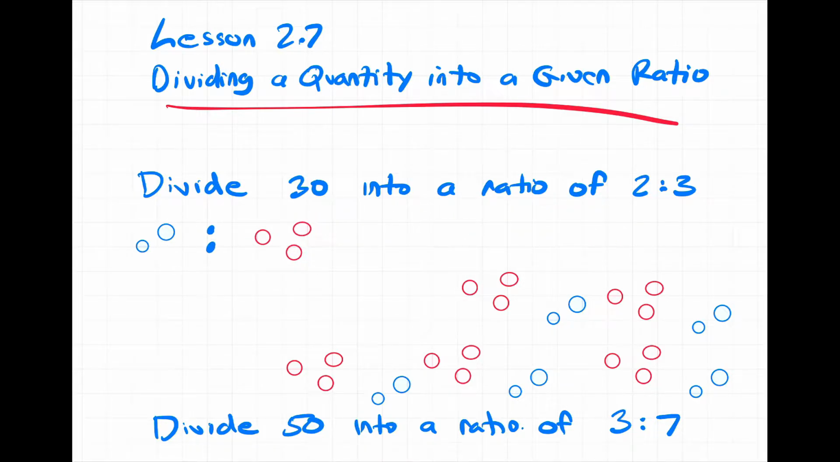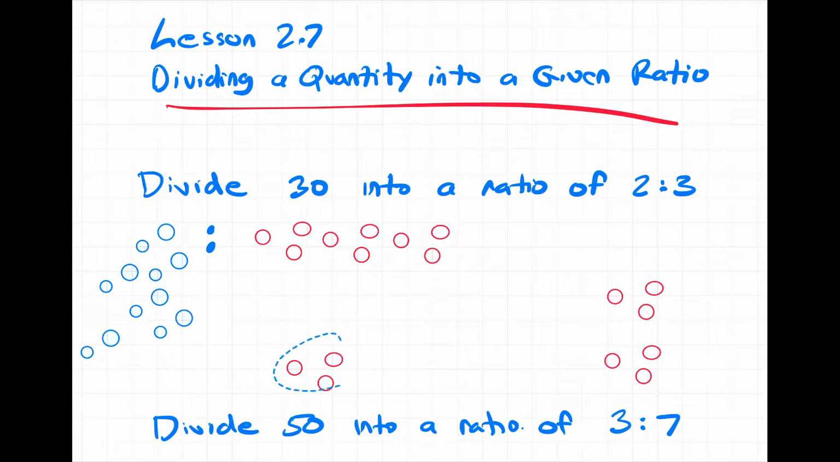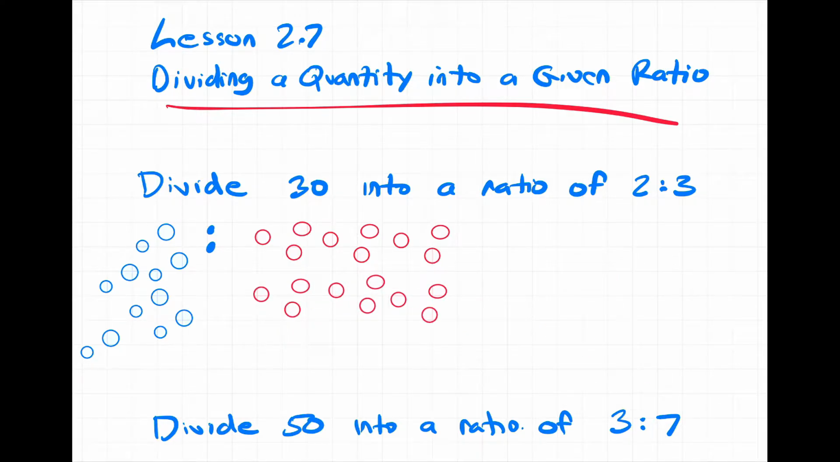Now, what I have here are 5 objects split up at a ratio of 2 to 3. Now, if we take all 30 of the objects and split them up according to that ratio, all the blue circles will go to the left side and the red circles will move over here to the right side. So now, if we were to count these up, you can see that on the left side we have 12 blue circles to the 18 red circles, and the 12 plus 18 will give us our total of 30, and they are split at a ratio of 2 to 3.